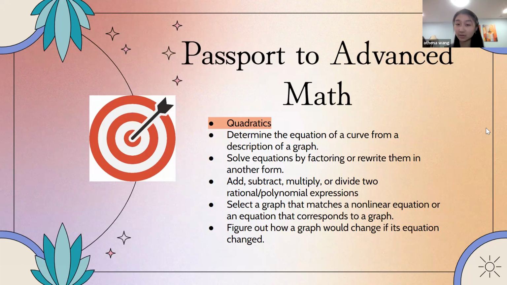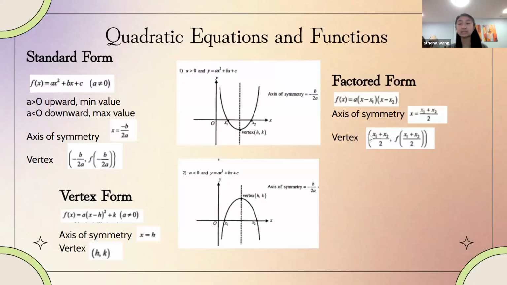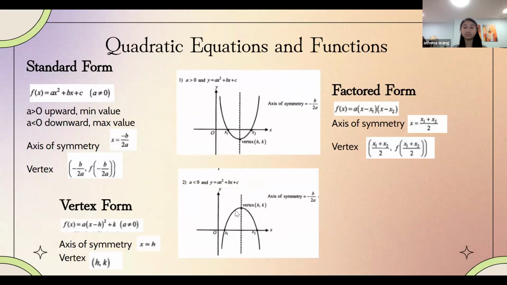Okay, so we will have quadratics first. So let's figure out what exactly we need to know for these. For quadratics, we have these many forms that we kind of need to memorize. There are 3 forms. The first one is standard form. This is what they're always going to give, or mostly what they're going to give on the test.